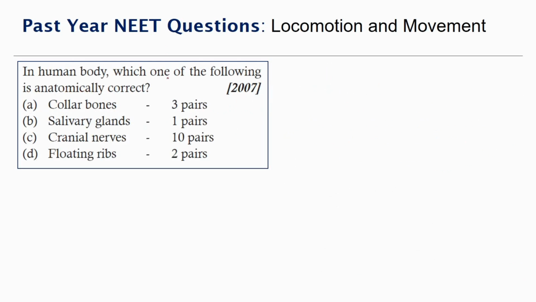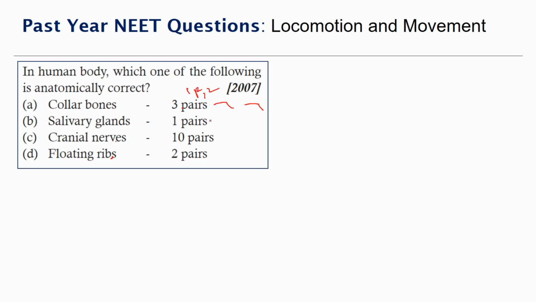In the human body, which one of the following is anatomically correct? The collarbone, that is 3 pairs; salivary gland, that is 1 pair; cranial nerve, that is 10 pairs; floating ribs, that is 2 pairs. So the collarbone is the clavicle. It is the bone that you feel when you touch the lateral aspect of your neck. There are only two in number, so that is only 1 pair.